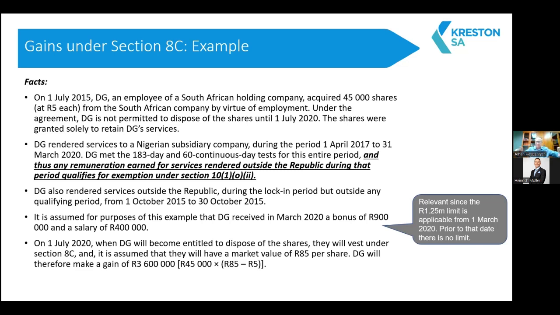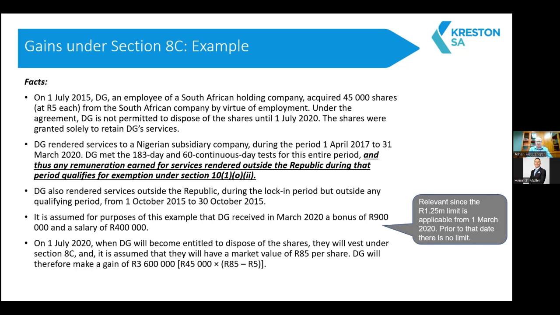Now you've got to look back over that 5-year period. You say, hang on, but I'm not getting a 3.6 million rand income. Is there a portion of that that I can say is exempt in terms of 10(1)(o)? So look at this. DG rendered service to a Nigerian subsidiary from the period 1 April 2017 to 31 March 2020. So that's a long period. They met the 183 days and 60 continuous days for this entire period, and thus any remuneration earned for services rendered outside the Republic during that period qualifies under Section 10(1)(o).